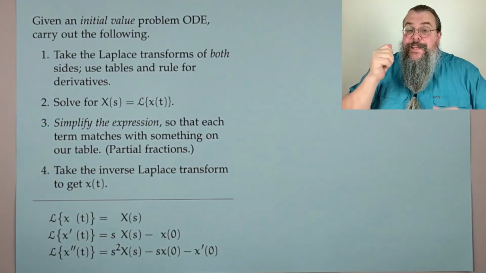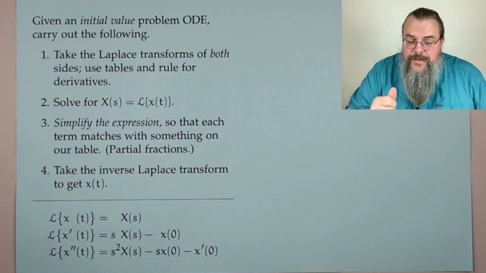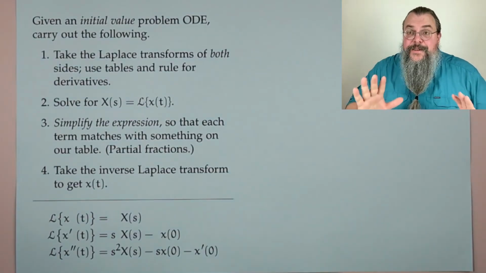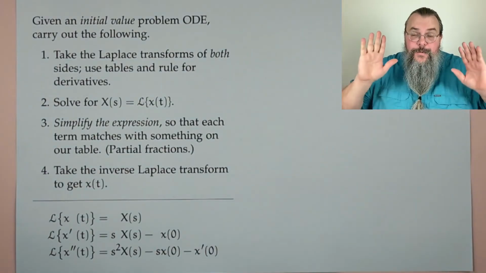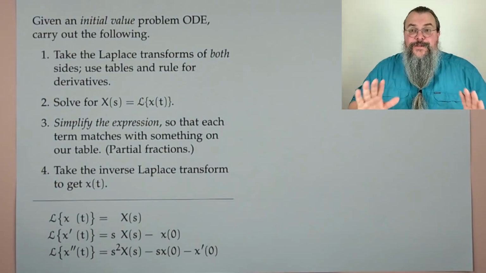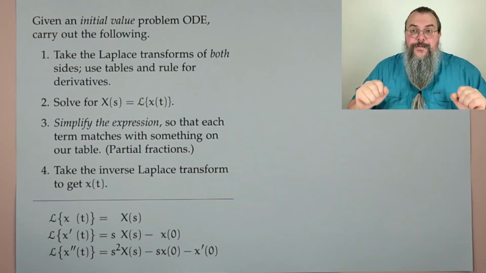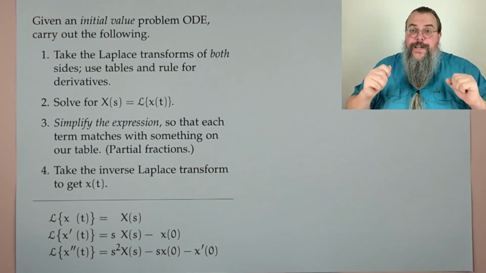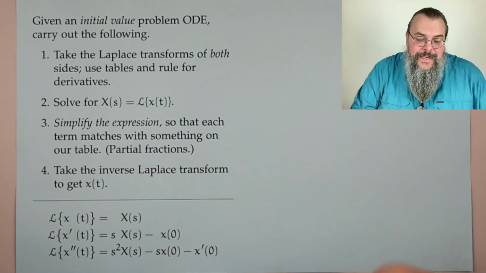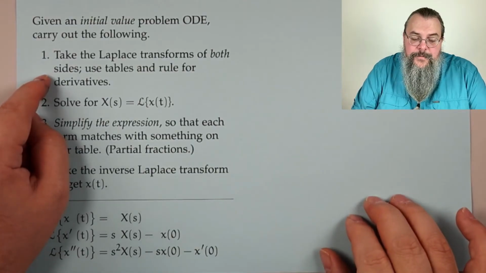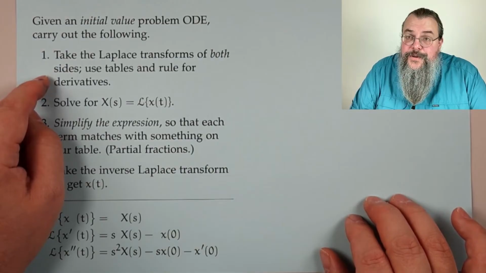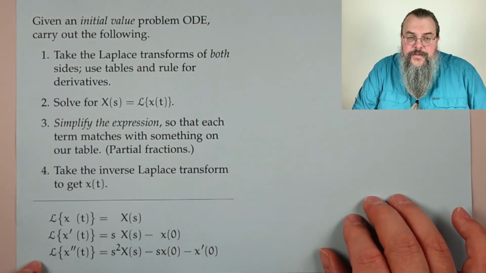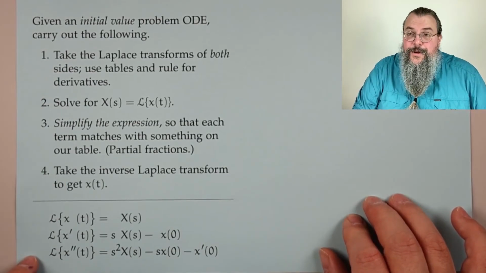So, given an initial value problem, it has to have initial values. Laplace transforms do not work when we don't have initial values given. So you need to assume initial values are given. All right, step 1. Take the Laplace transform of both sides. Use the table and rules for derivatives. And we talk about rules for derivatives. These are the main rules that we're going to use. So know how to use your rules.